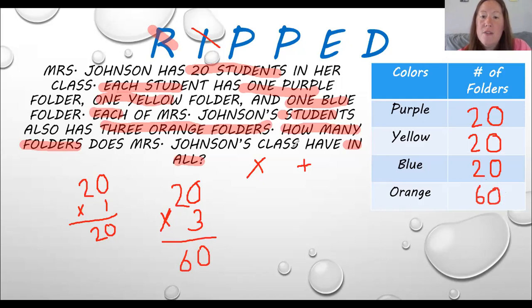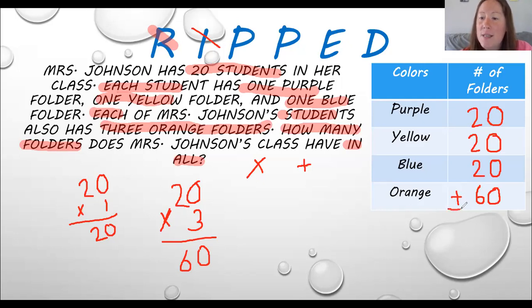Mrs. Johnson's class. So I've done the multiplication piece. Now I need to do the addition piece because I'm not done yet. They want to know how many folders in all. So that means adding purple, yellow, blue, and orange. So if I come on over here to this lovely chart that I made, you hopefully made one on your paper as well. We can just simply add it right here.